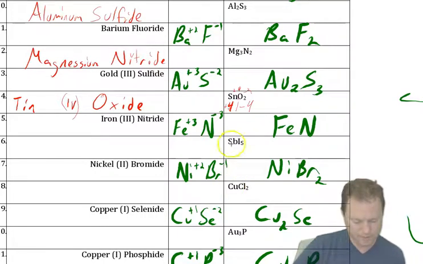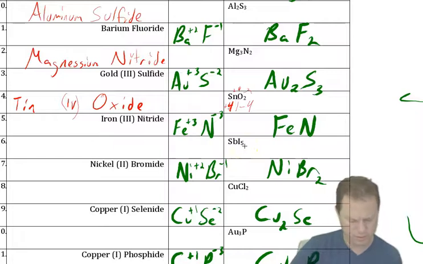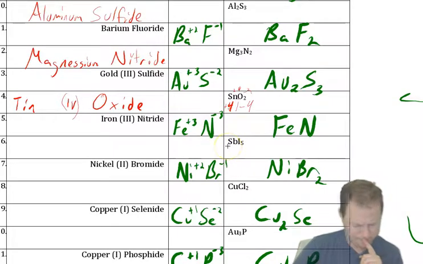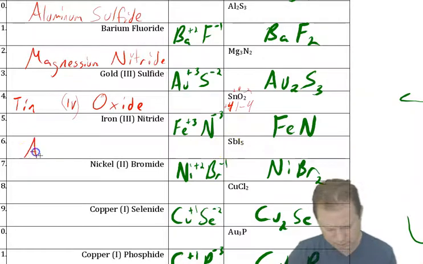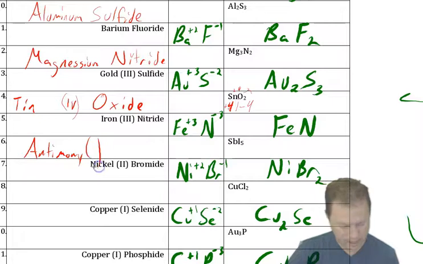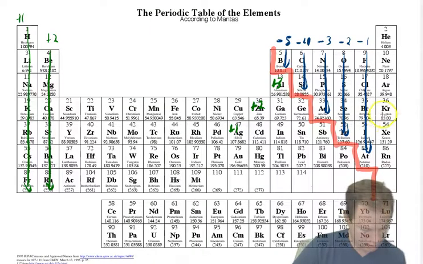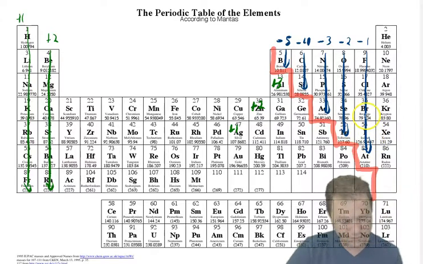Three more to go. Sb, well, we already saw it. It was antimony. We already saw it needs Roman numerals. It was up maybe 4 or 5 questions, so we don't have to look it up again. Just before I forget, it was called antimony. And I is iodide. It's over here, right there, number 53. Iodide is -1.